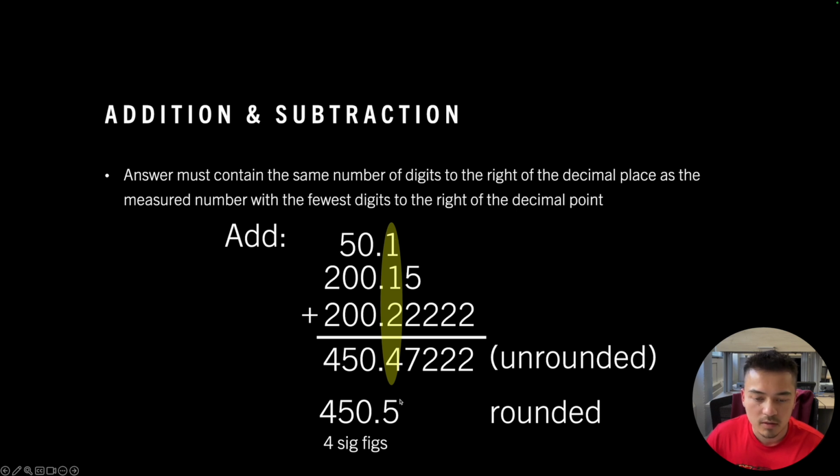Even though the question had 3 sig figs as 50.1, our answer has 4 sig figs because it goes down to the decimal place. So you need to make sure that the decimal place is what's important for addition and subtraction. What you can do is just align up the decimals for each number, find the smallest one, carry it down, and then round it to whatever that smallest decimal is.